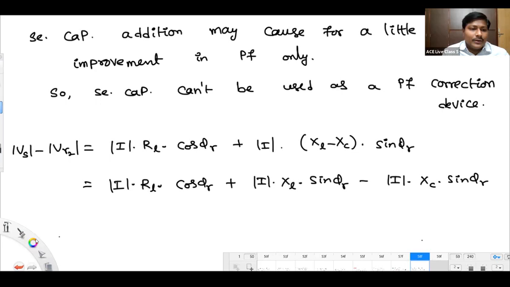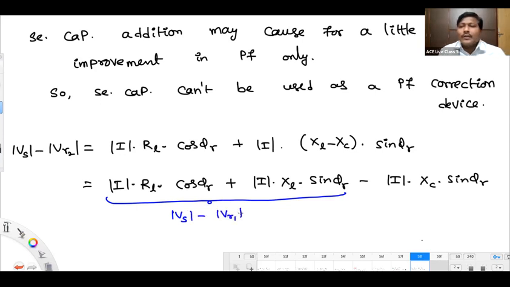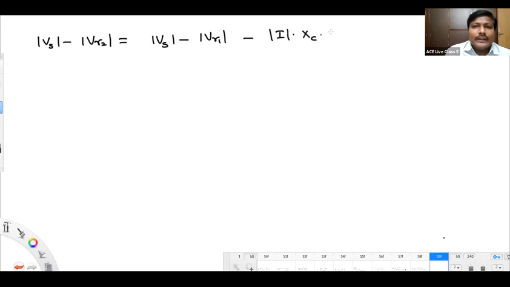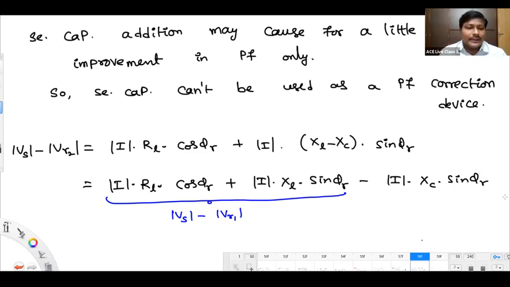The summation of the first two terms is |Vs| minus |Vr1|. Let's move ahead by taking Vs minus Vr2. So |Vs| minus |Vr2| is equal to |Vs| minus |Vr1| minus |I| into Xc into sin phi r.